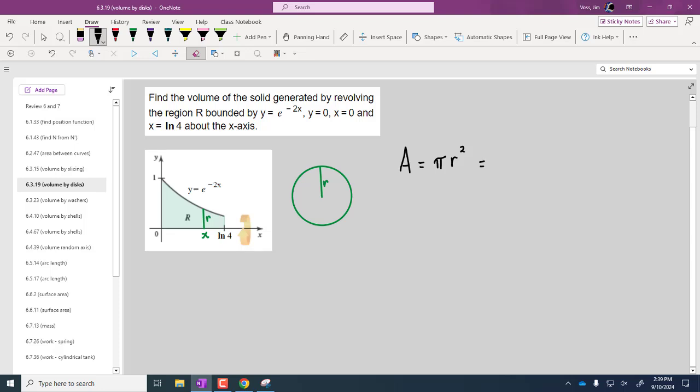Once again, we say to ourselves vertical element, so we're going to have a dx. That means integration with respect to x. That means that r has to get replaced with x's. So this is going to be pi multiplied by the function squared. So there's pi r squared. And when we have a power raised to a power, you multiply the exponents, so we're going to have pi e to the negative 4x. So that is the area of the disk at x.